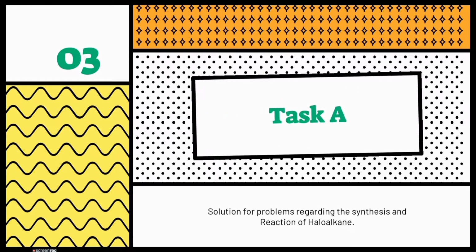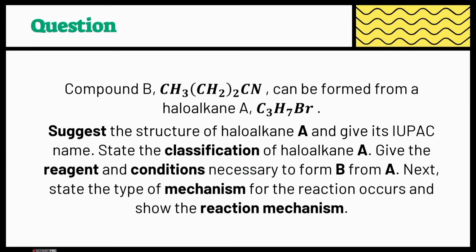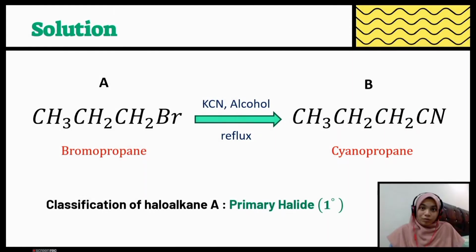Solutions for problems regarding the synthesis and reaction of haloalkane. This haloalkane is a bromopropane. This bromopropane will react with KCN and alcohol in reflux, and then the cyanopropane will be formed. So this bromopropane is classified as primary halide.